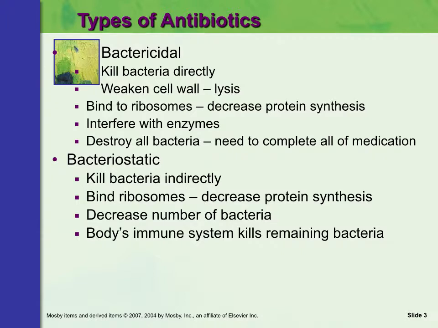And so the two terms here, the types of antibiotics, knowing the difference between these two. The bactericidal is the ones that kill the bacteria directly, whereas the bacteriostatic inhibits the bacterial growth and eventually leads to death. They bind to the ribosomes and they decrease protein synthesis. Basically, examples of bactericidal is cephalosporins. Bacteriostatic would be sulfonamides.